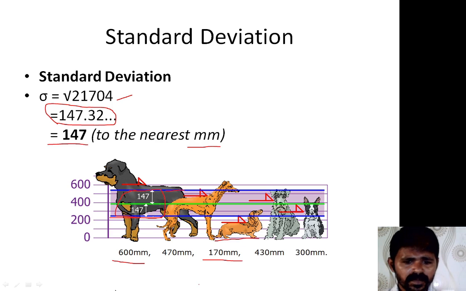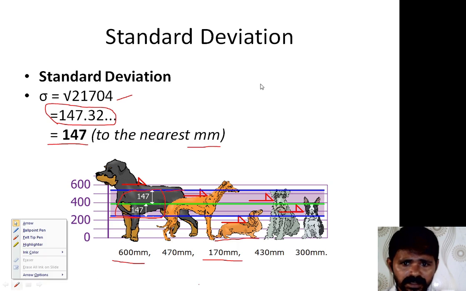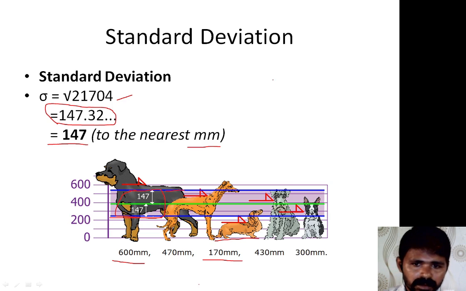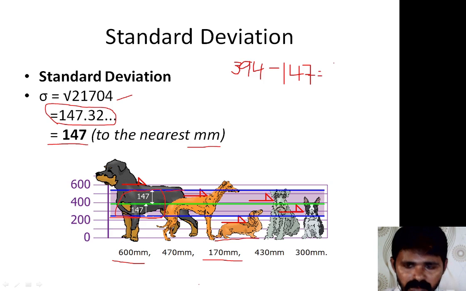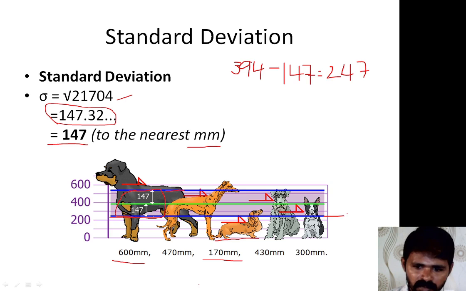Deviation, it is mean plus or minus standard deviation. Here the mean value is 394 millimeters. So here 394 minus the standard deviation value 147, we get around 247 millimeters. It's the lower size. So this line indicates 247.